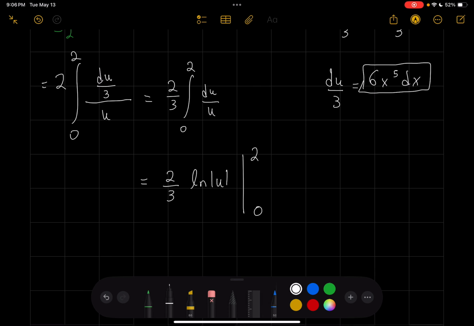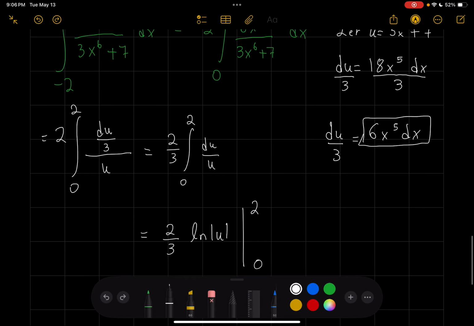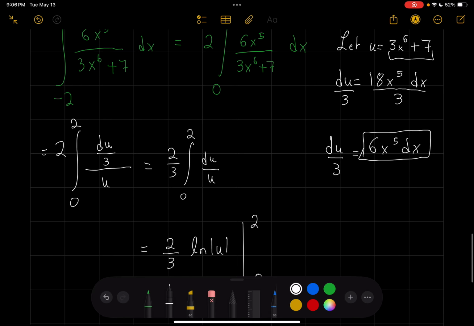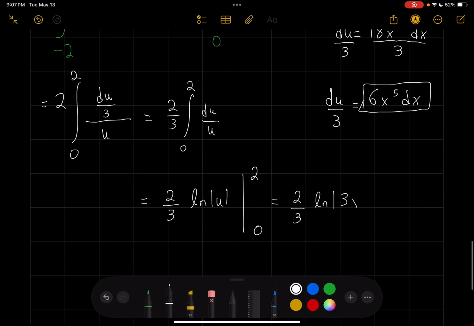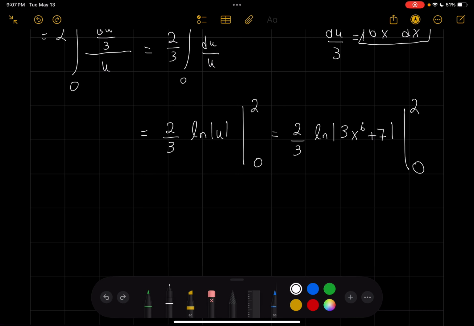Now, here's the thing. You shouldn't replace u with 2 over here, because u doesn't have anything to do with the 2 and the 0. It's when you replace it back with 3x^6 plus 7 that you can substitute. So what we're going to do is basically 2 over 3 ln of 3x^6 plus 7 between 2 and 0. Notice over here that I did not use plus c because I have bounds. I have from 0 to 2. So you shouldn't put plus c over here.